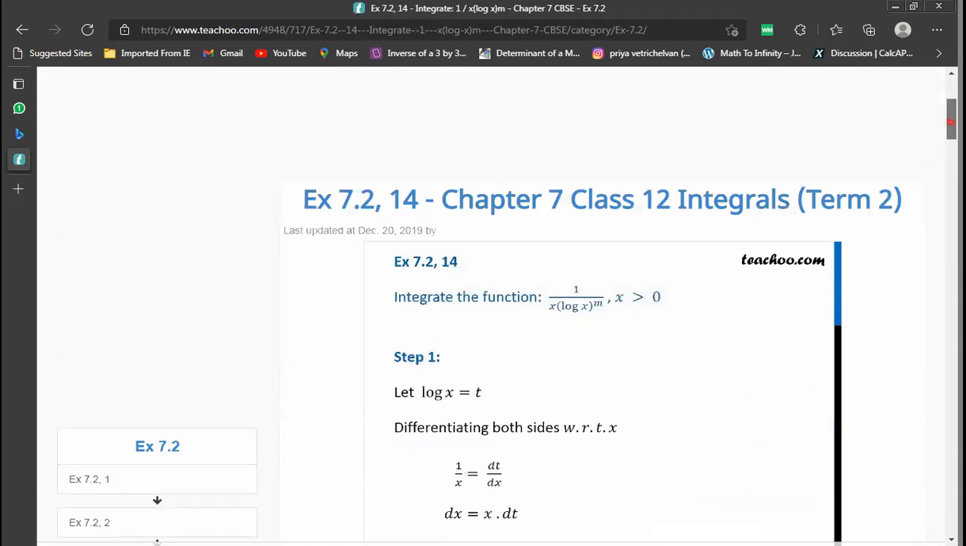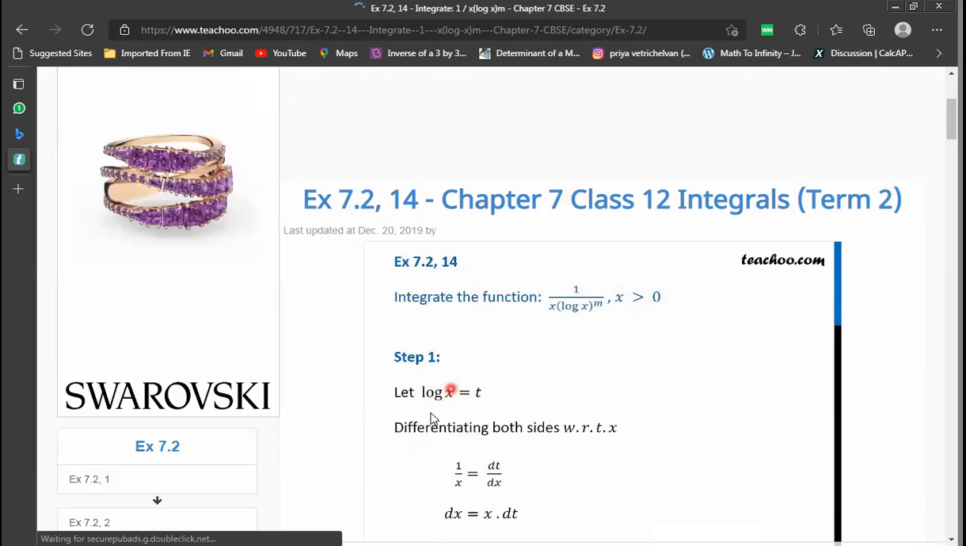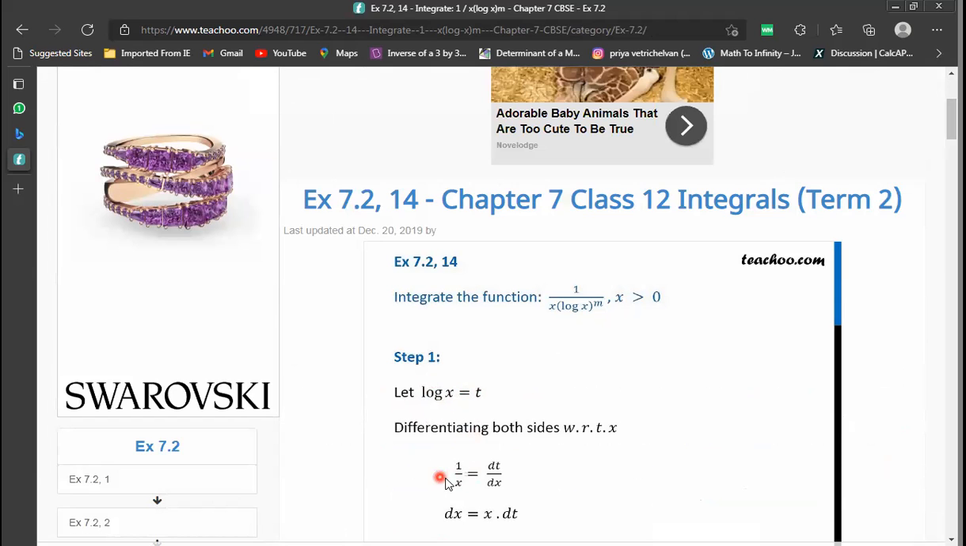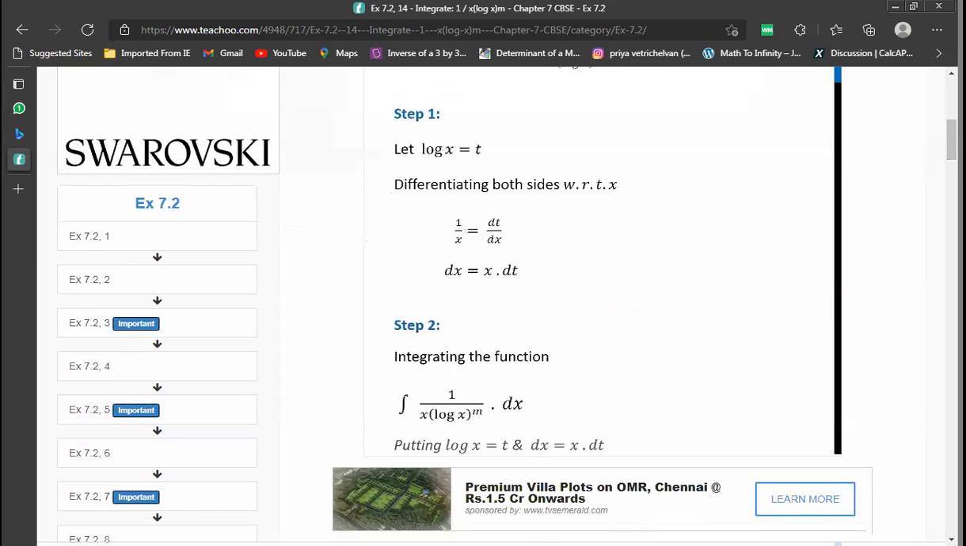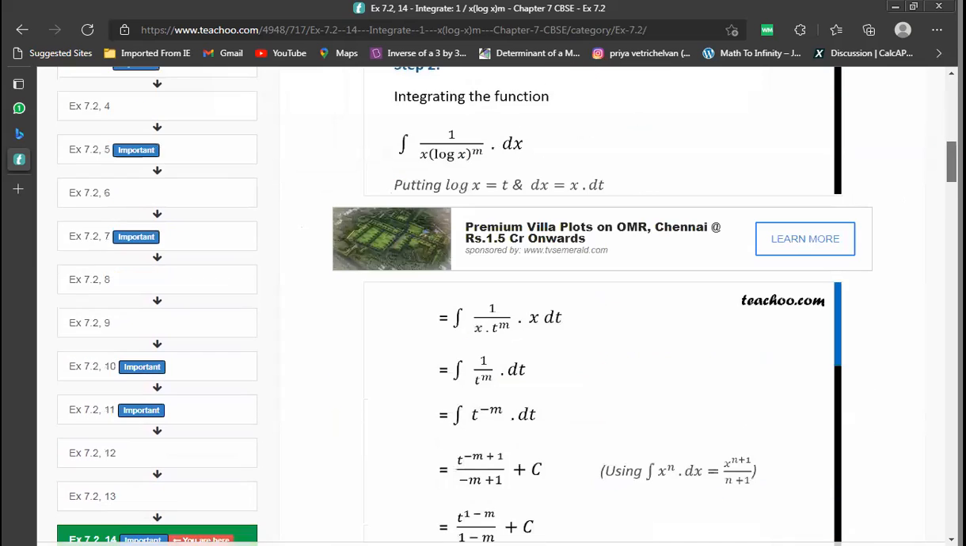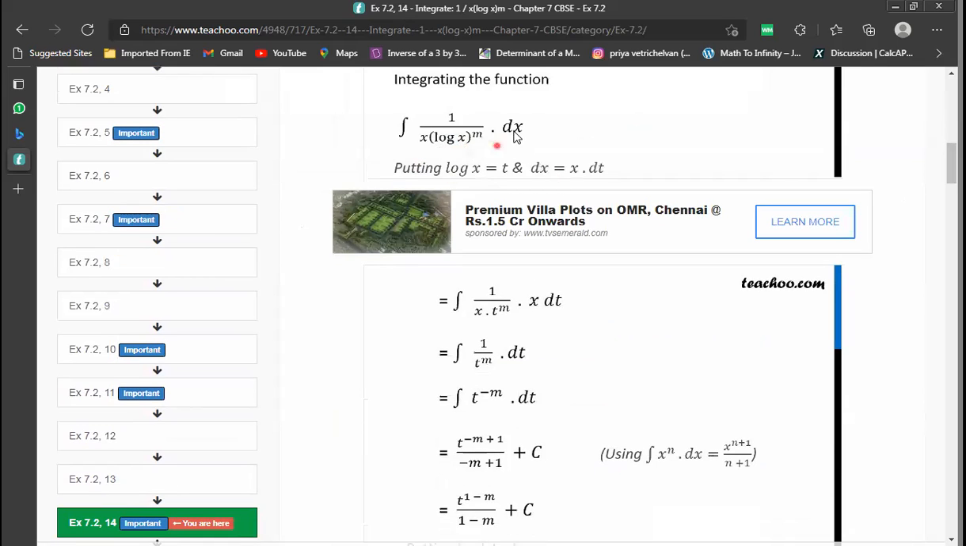It's 1 upon x into log x the whole power m, x is greater than 0. So again here we are assigning log x as t, and differentiation of log x is nothing but 1 by x. And what is t? Differentiation of t with respect to x is nothing but dt by dx. So take the dx to the other side and x to this side. dx is equal to x into dt. So putting log x as t and dx as x into dt, it will fetch you this.